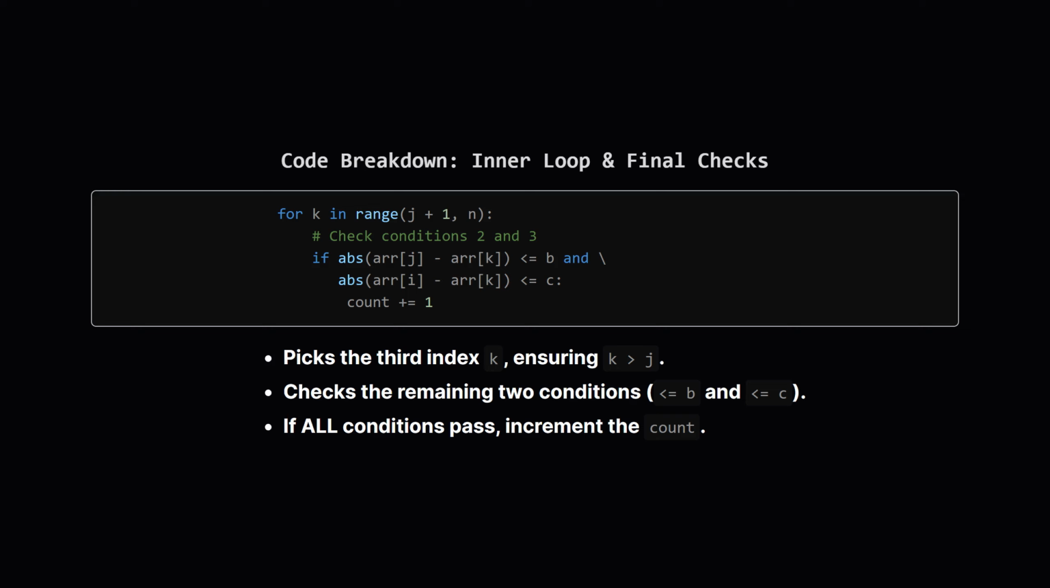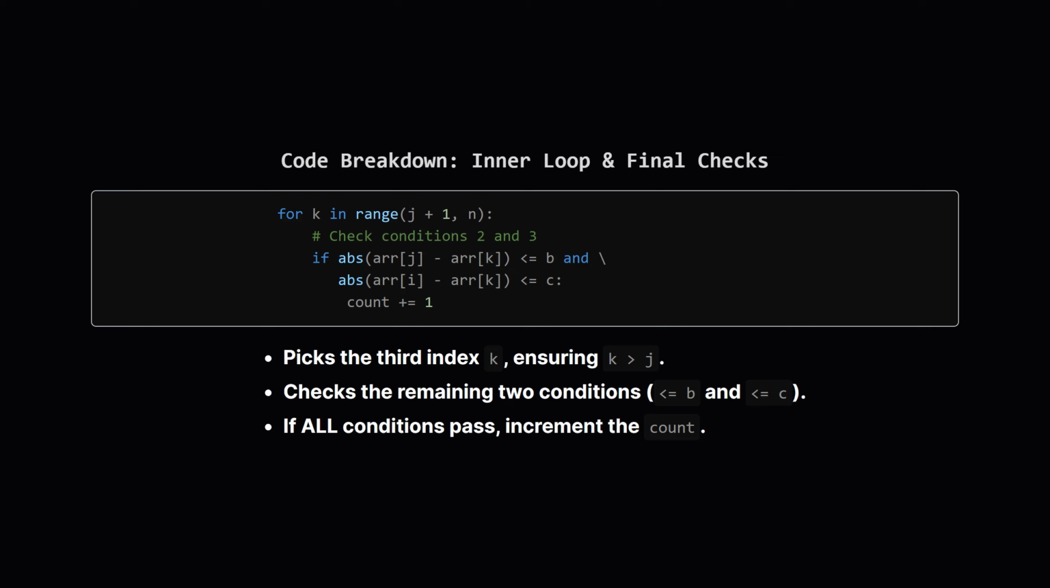Okay, so if the check between I and j passed, we finally enter the innermost loop. This loop picks the third index, k. It starts from j plus 1, making sure k always comes after j. It goes all the way to the end of the list, n. Inside this loop, we perform the final two checks.